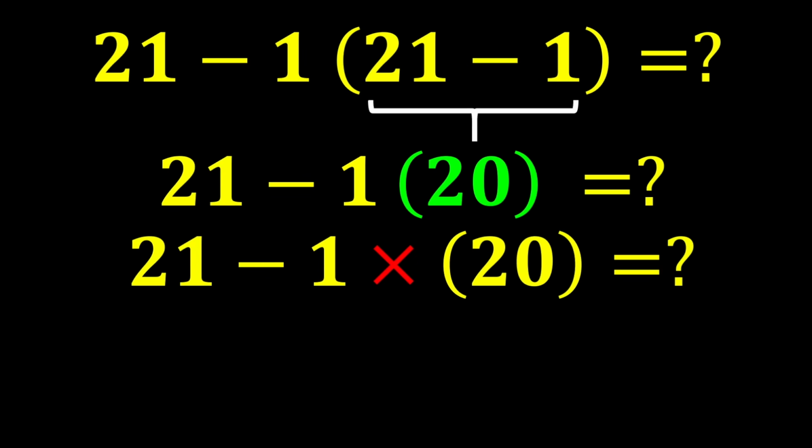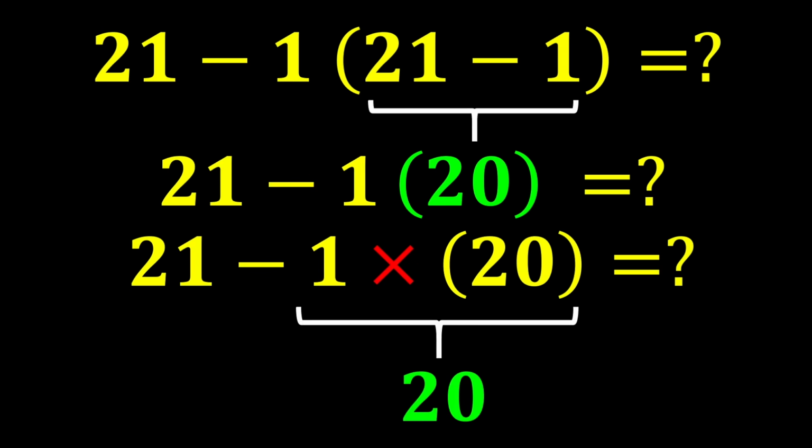According to PEMDAS, multiplication has a higher priority than subtraction, so we first calculate 1 times 20, which gives us 20. In the end, we calculate 21 minus 20, which gives us 1.